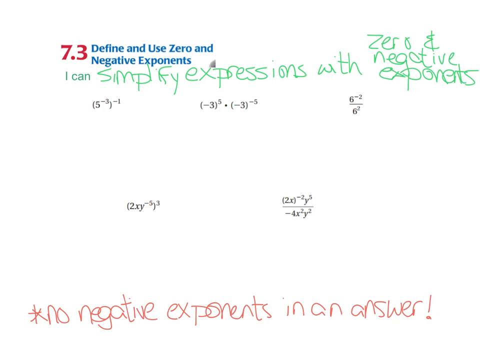Now, what I want you to do, take a few minutes, pause the video, and try these. See how these would look. Use your rules. Use what you know about negative exponents and zero exponents. Try to fix these, and then turn the video back on, and I'll talk through them. So try those 4, then check your work.